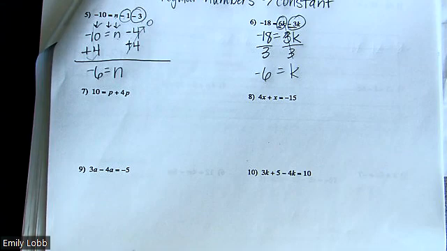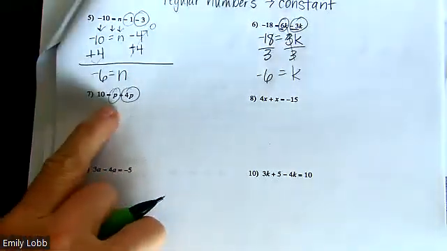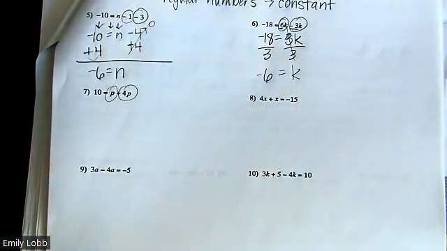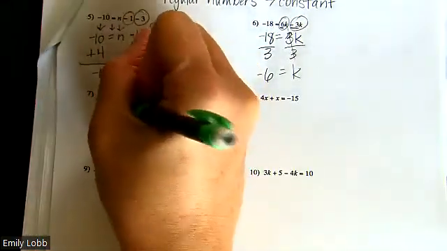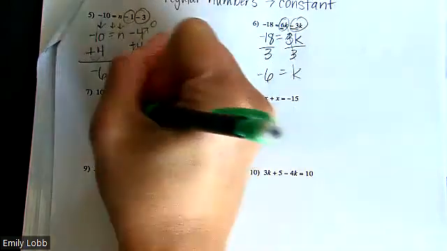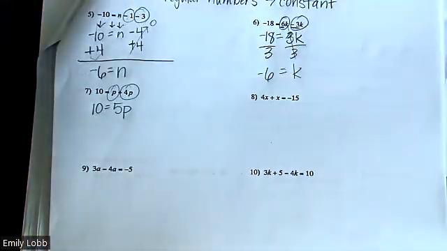What can I combine for number 7? P and 4p. So what's my coefficient of p? 1. So I'm just saying 1 plus the 4 is how many p? 5p. That is a lot of p. Bring down your 10.